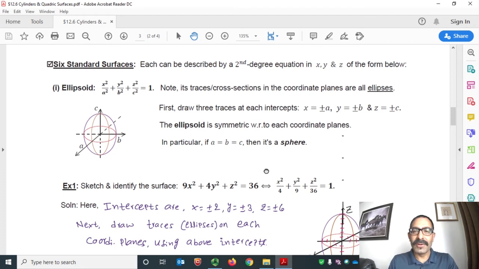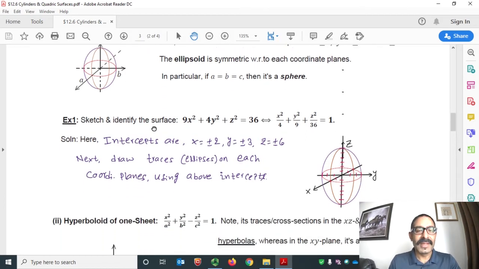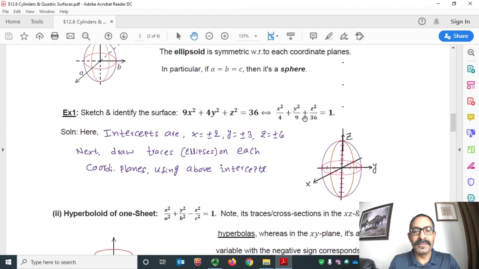Awesome. Now let's do quick visualizations here. The ellipsoid has a football shape. Right? Quick example. Sketch and identify the surface given by 9x squared plus 4y squared plus z squared equals 36. Let's rewrite it in this standard form. Divide by 36, and it gives you x squared over 4 plus y squared over 9 plus z squared over 36 equals 1.